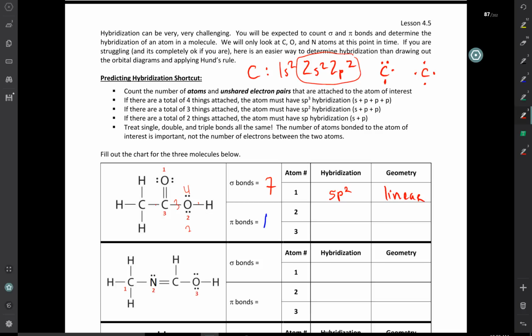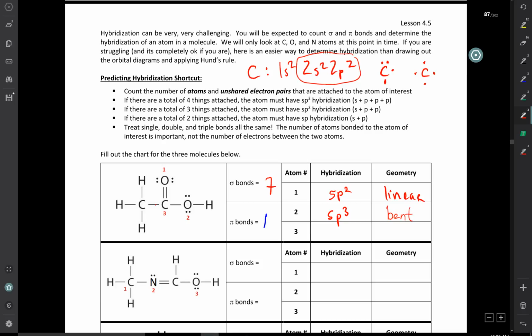If I've got 4 things, in this case 2 atoms bonded to it and 2 unshared pairs of electrons, I have sp3 hybridization. It's a little bit more complicated from a geometry perspective. The way it's drawn, it looks like it's a straight line, but think about molecular geometry. I've got 2 atoms bonded and then 2 unshared pairs of electrons. That's going to be the bent geometry.